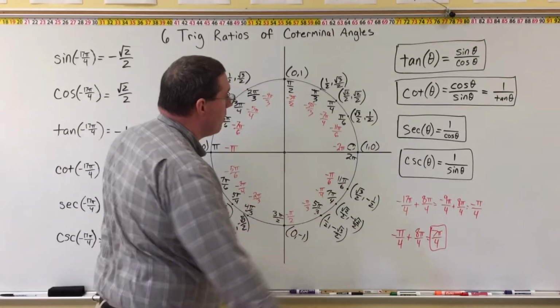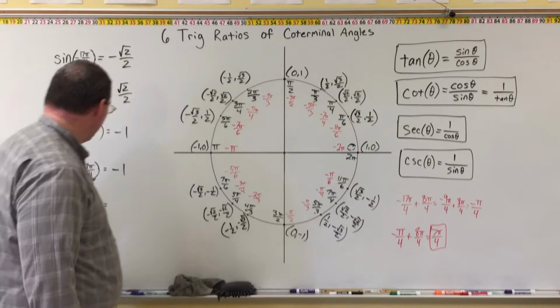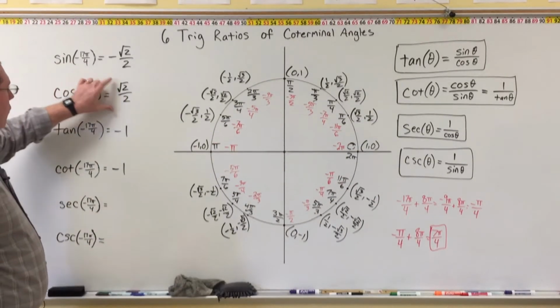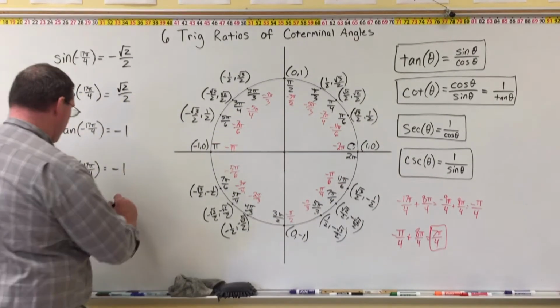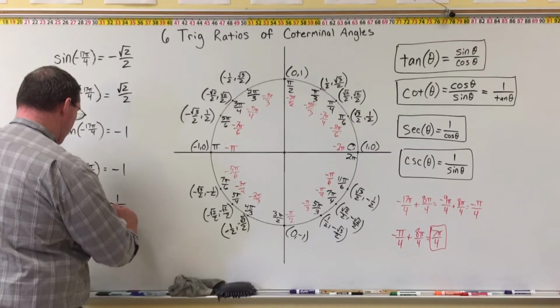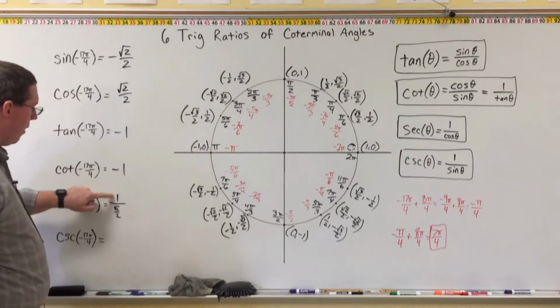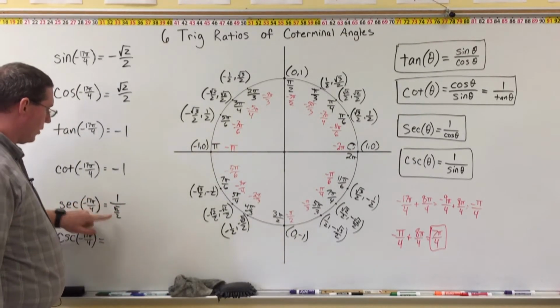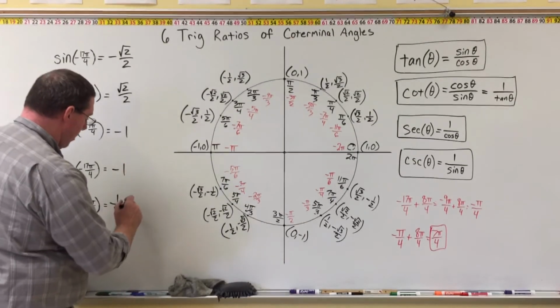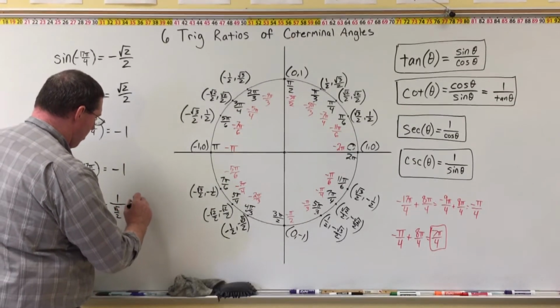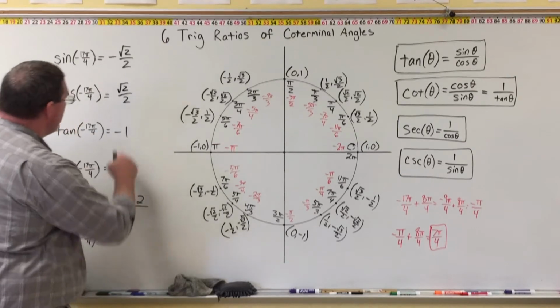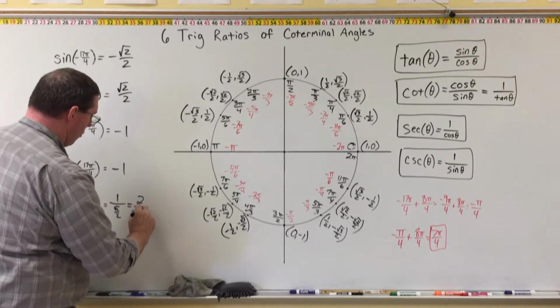7 pi over 4. Secant is 1 over cosine. So secant is going to be 1 over square root of 2 over 2. And remember, when you have 1 over a fraction, that means the reciprocal, right? And so this is the same thing as we're going to flip over cosine. It becomes 2 over the square root of 2.